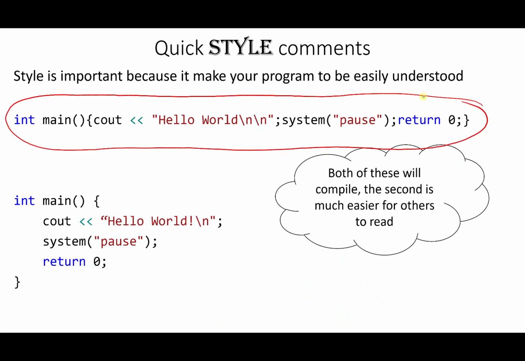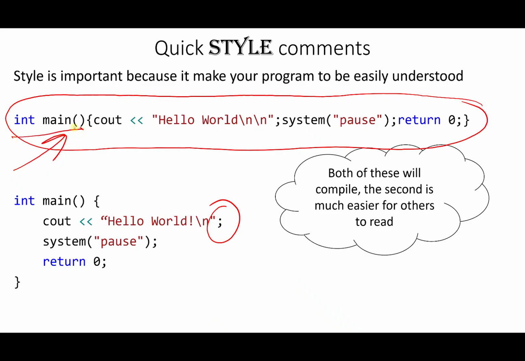Now, there is a big difference in C++ between a line and a statement. A statement ends with a semicolon. We are going to talk about that. Ending with a semicolon, I can have multiple statements in one line. This is an example of that.